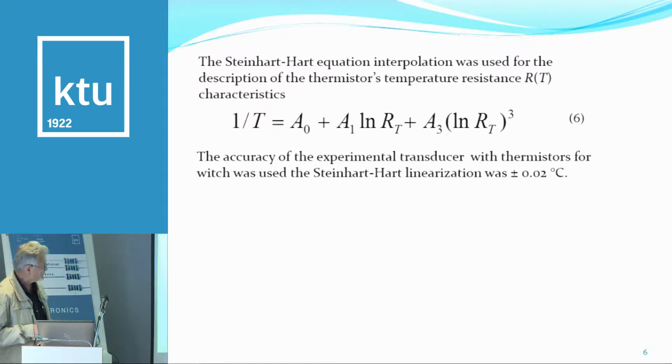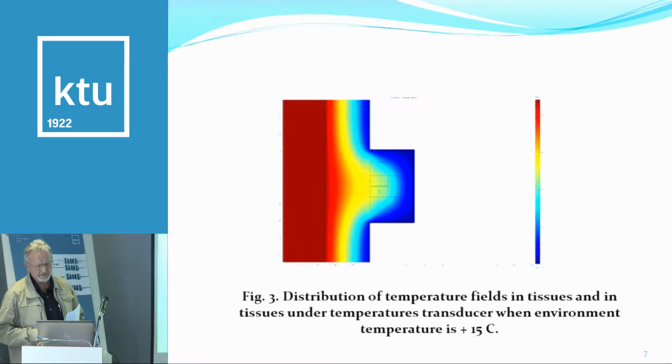For the experimental transducer, these thermistors were used from the company Cantherm, and after calibration and calculation of the three coefficients for the thermistors, we have an accuracy of 0.02 degrees Celsius. Results of modeling: distribution of the temperature fields in tissue and under the temperature transducers when our environment temperature is plus 15 degrees Celsius.